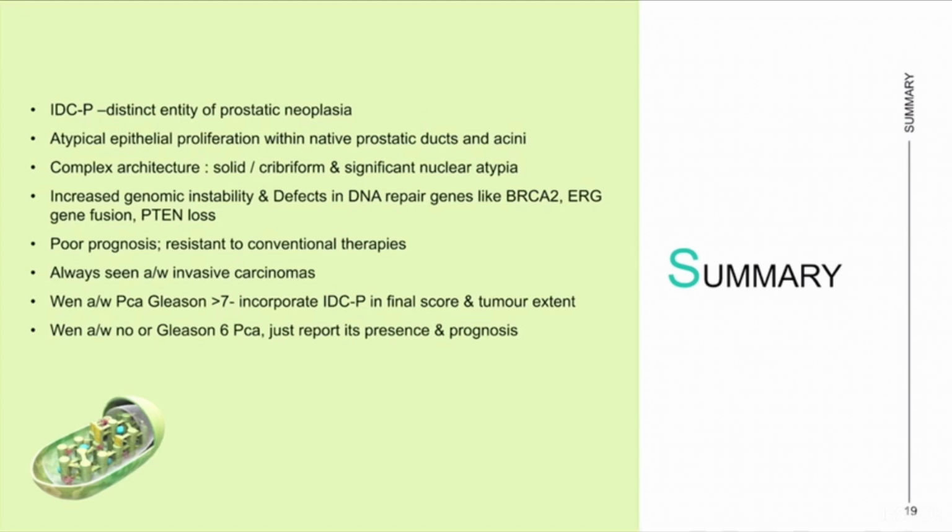But if it is not associated with invasive carcinoma, or it's only associated with Gleason score 6 prostate carcinoma, you just report its presence and comment on its prognostic significance. And lastly, about atypical intraductal proliferation, if you see it, then you have to advise immediate repeat biopsy to rule out unsampled invasive carcinoma.